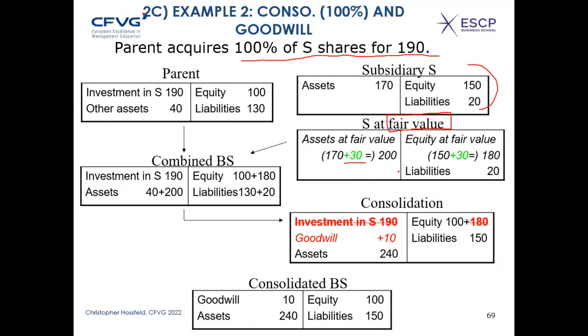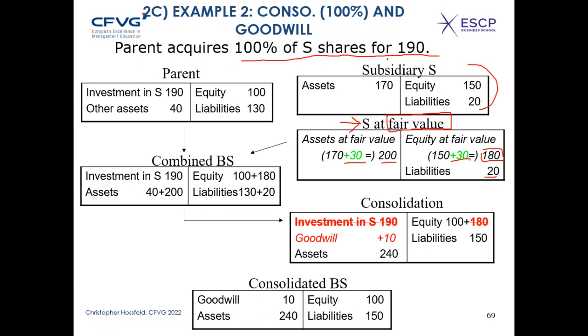Given that all the other values are identical, nothing else changes, to balance my balance sheet, I also increase equity by 30. Now remember, equity is assets minus liabilities. Well, now my assets are 200, liabilities are still 20. That means my new equity, or equity at fair value, is now 180. So I need to fair value the balance sheet of S as a result of my PPA, my purchase price allocation. And very important, this balance sheet here is only for internal purposes.